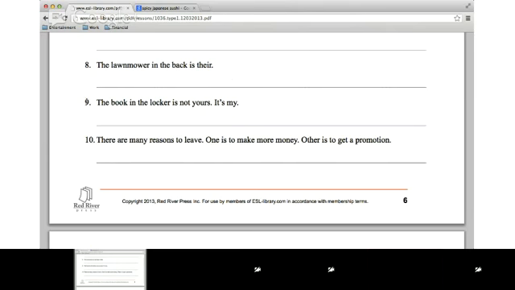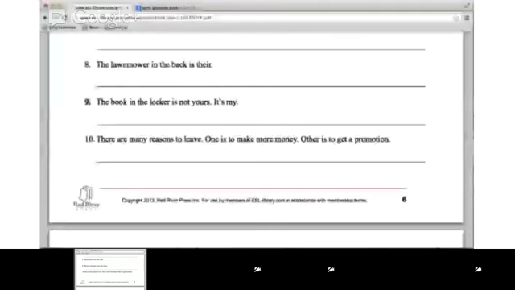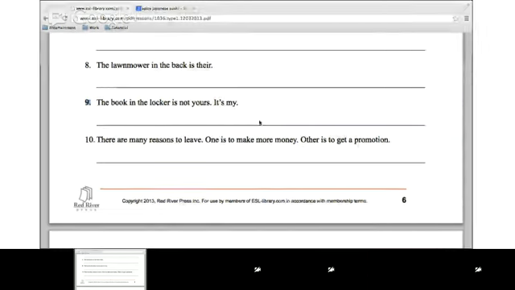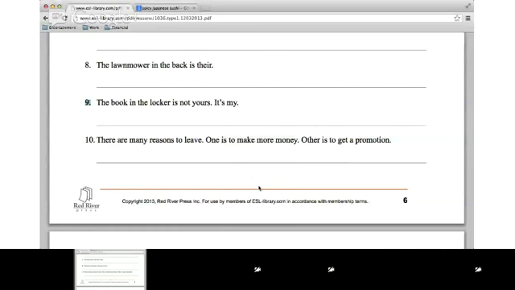Good, thank you. Sure, no problem. Let's go to number 9. This is for Elizabeth. The book in the locker is not yours, it's mine. Good, yeah. So change my to mine, M-I-N-E. Excellent.